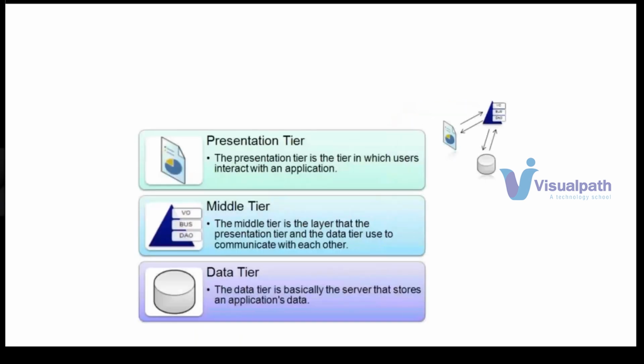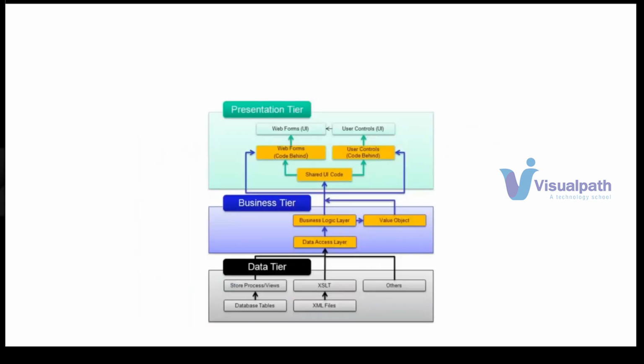What is a presentation tier? It is nothing but what the user uses to interact with the application. The middle tier is what the presentation tier and data tier use to communicate with each other. The database tier is nothing but what stores your application data. So in general, if you go deeper, you have the presentation tier, the business tier that you write, and the data tier, with a database and other ways to access your data. We will be mainly concentrating during this demo on the presentation tier, which is nothing but the web UI we build.